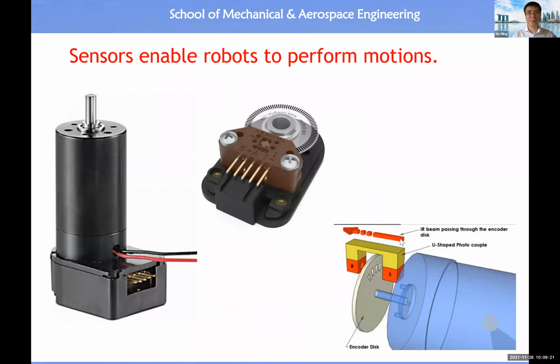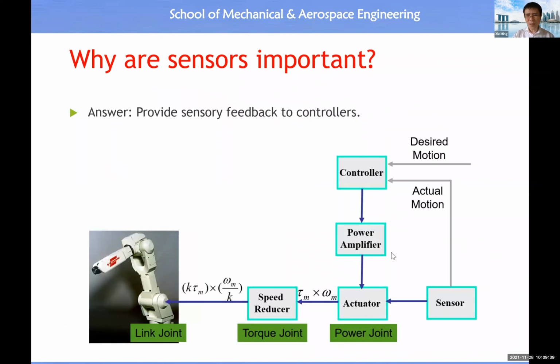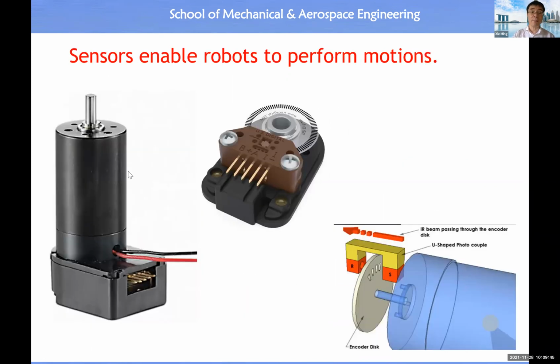All right. So this slide basically shows you the typical example of a sensor, which is already included together with motor. So here you see we have an actuator. This is the power joint. Behind the power joint, we have a sensor. Then the real example is like this.